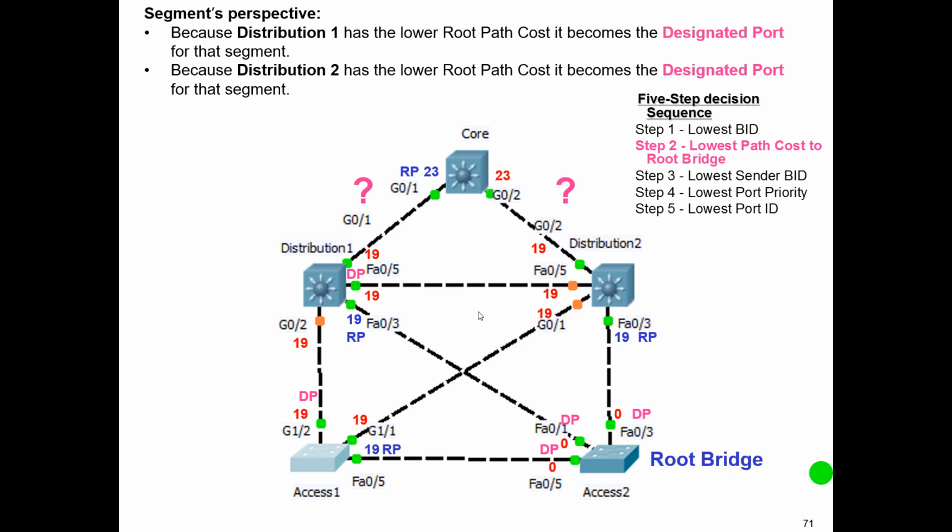Because distribution 1 has the lowest path cost, it becomes a designated port. Because distribution 2 has the lowest path cost, it becomes a designated port. So which one is going to take it? They have equal path cost, they have equal cost to the root bridge.